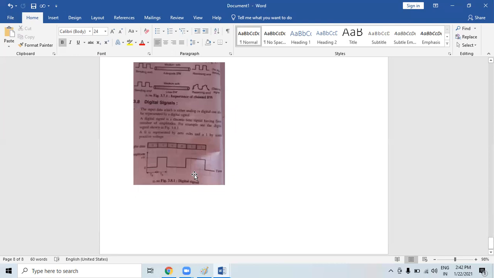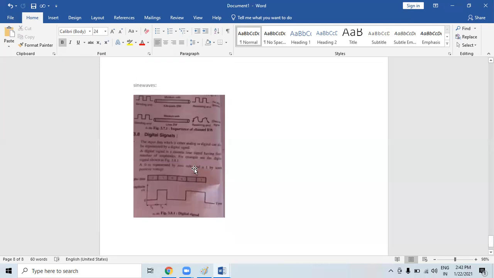The range of frequency that contains the information is called bandwidth. Frequency ki range of frequencies ki jo information contain karte, that is called channel bandwidth. But the term channel bandwidth is used to describe the range of frequency required to transmit the desired information.